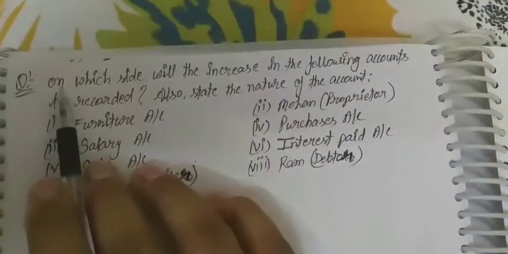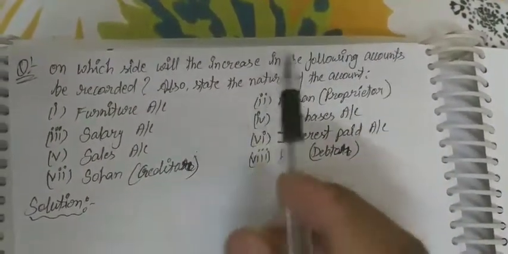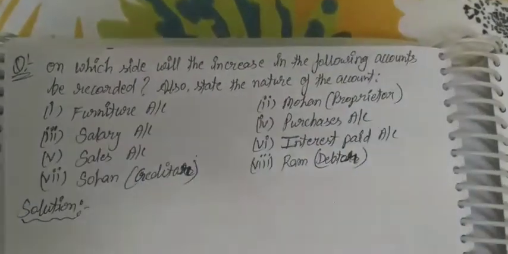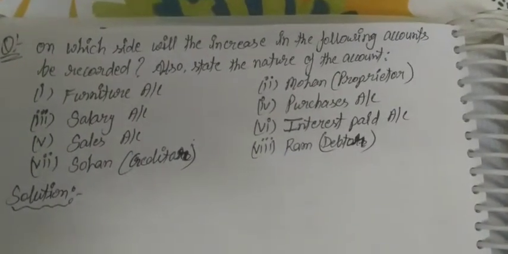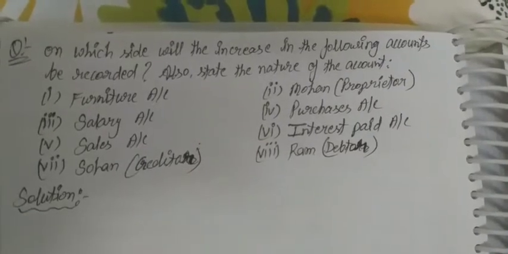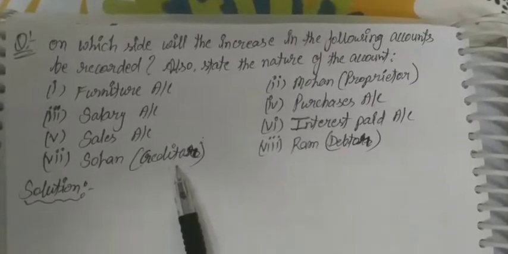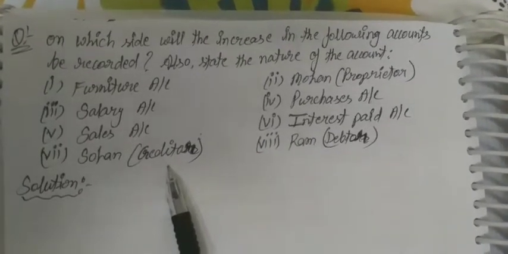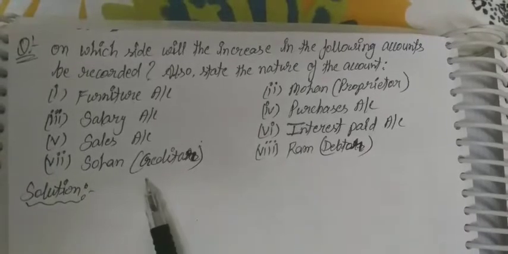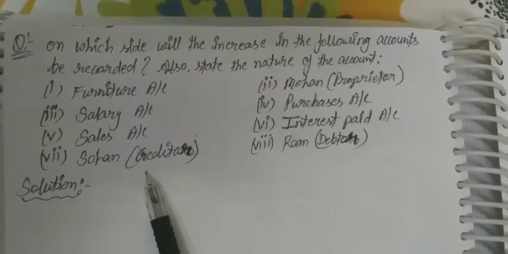So the question is, on which side will the following accounts increase. इस अकाउंट्स में कौन से अकाउंट्स में किस साइड में इंक्रीज होगा. अगर हम फर्नीचर की बात करते हैं तो फर्नीचर विल इंक्रीज इन डेबिट और क्रेडिट. So it is an asset, and assets always increase on the debit side. And if we're talking about Sohan, that is a creditor. Creditor means it comes under liability, and liability always increases on the credit side. So that type of thing we have to show in this question.